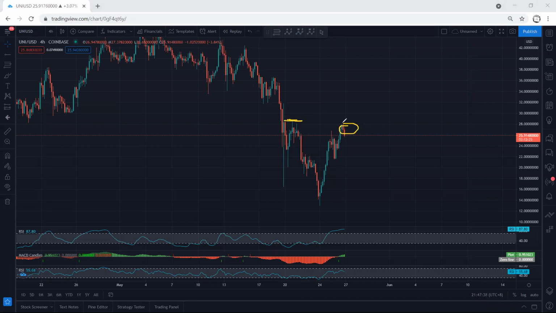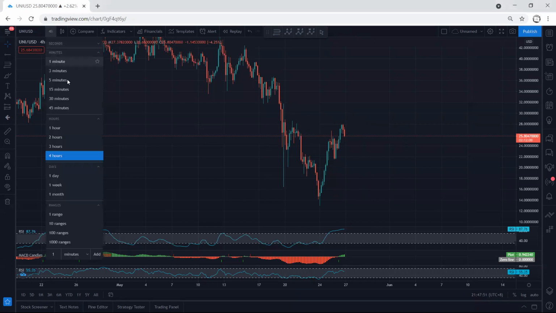We need to see the breakout of this and continuation. If not, we should not make this one turn into a bigger flat or correction. Anyway, we don't have any confirmation for this one turning into a flat. That means we can still look for buy. But how can we look for a trade?